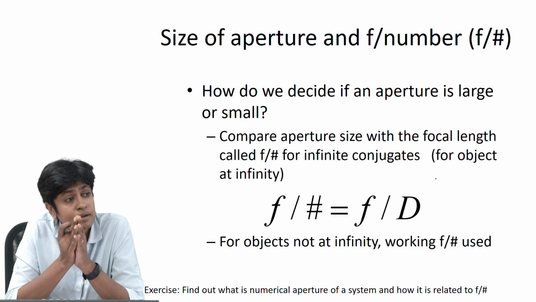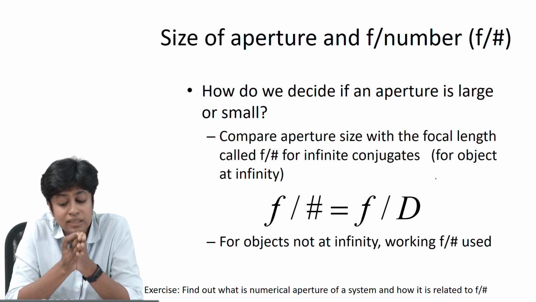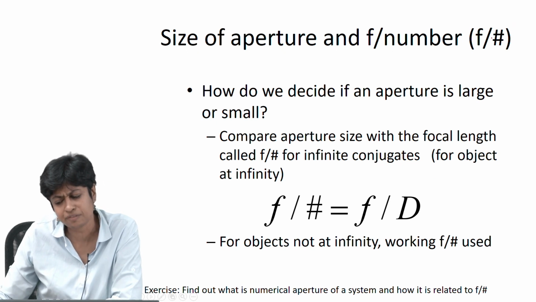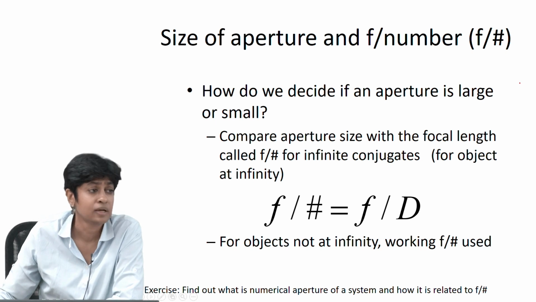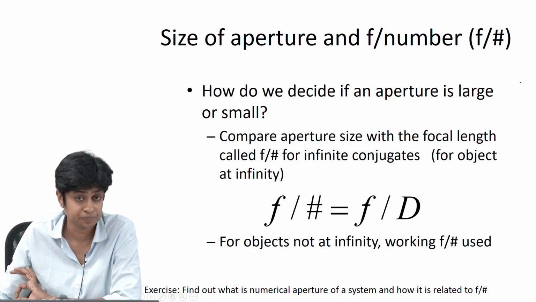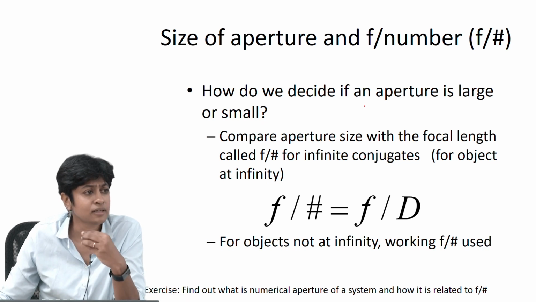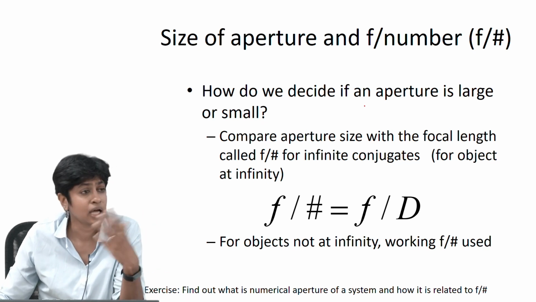We now can define a parameter called the f number. It's written as f number like this, or sometimes f slash hash, sometimes f subscript hash. Basically, it is a way of telling us, is this aperture large or small?